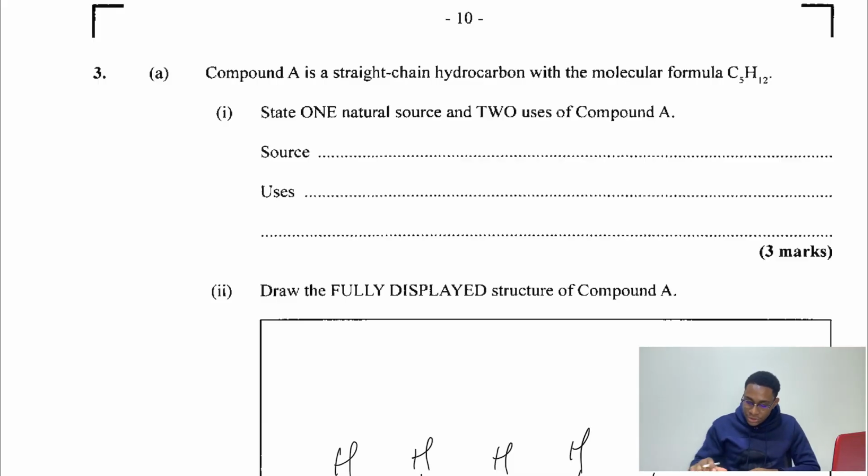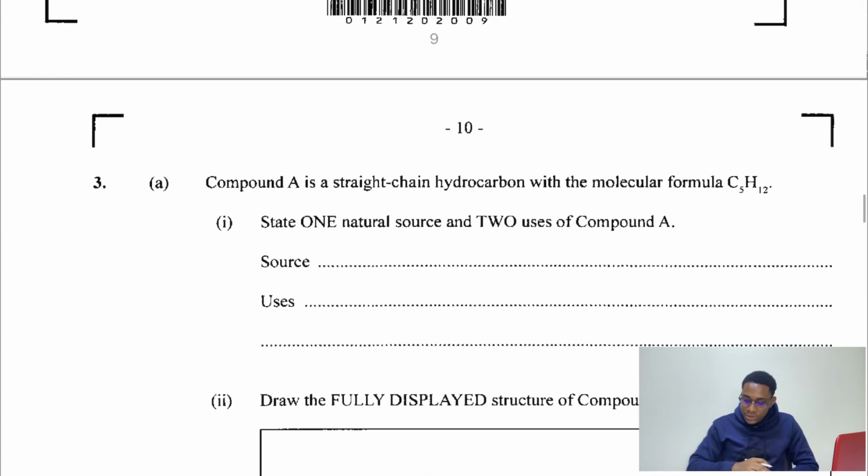All right, a little organic chemistry. Now, compound A is a straight chain hydrocarbon with a molecular formula C5H12. We want to state 1 natural source and 2 uses of compound A. The source here is actually petroleum. So let's write that: petroleum.